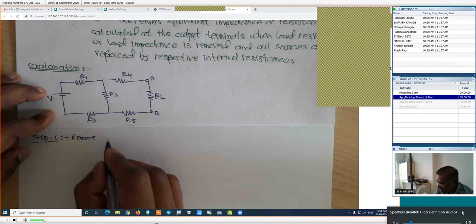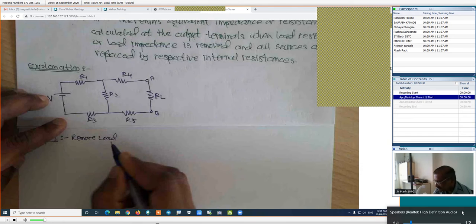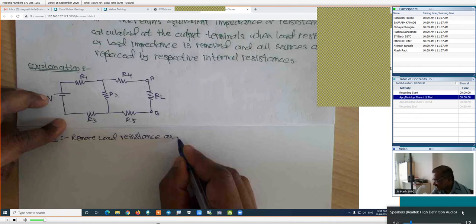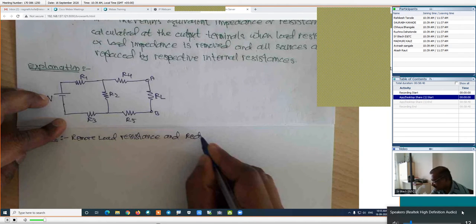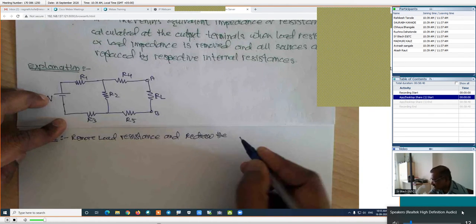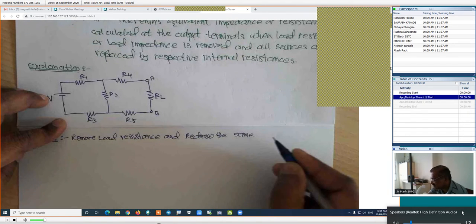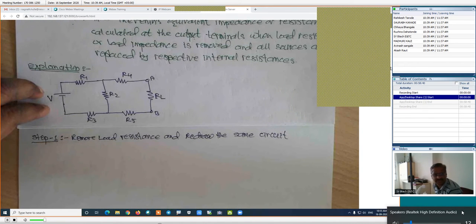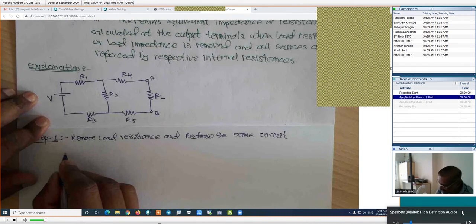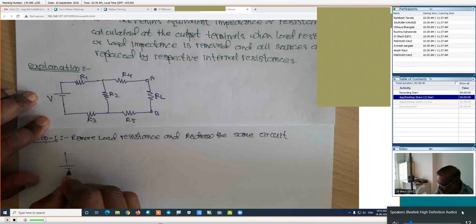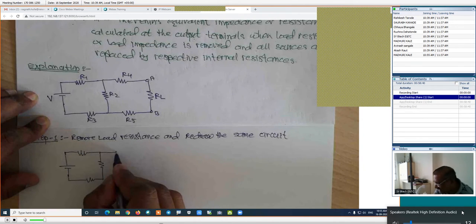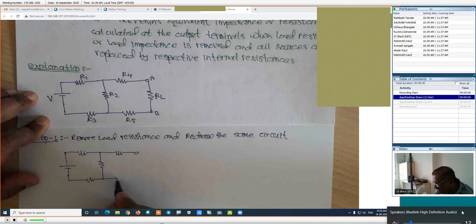Remove load resistance and redraw the same circuit. This is right. If we are removing the load resistance and redrawing the same circuit, how will the figure be? The figure will be something like this. We are not doing anything; we are removing the load resistance. This is step number 1. Now, our circuit as per step number 1 will be something like this.